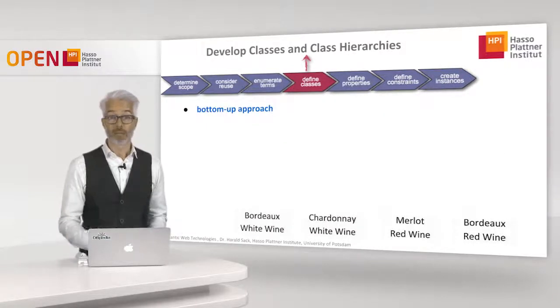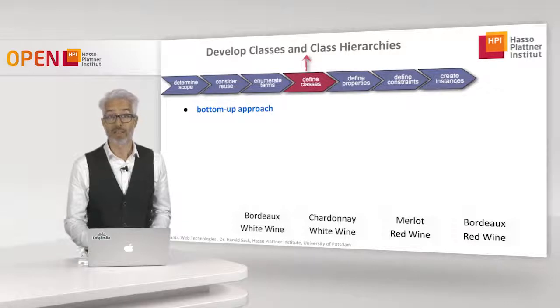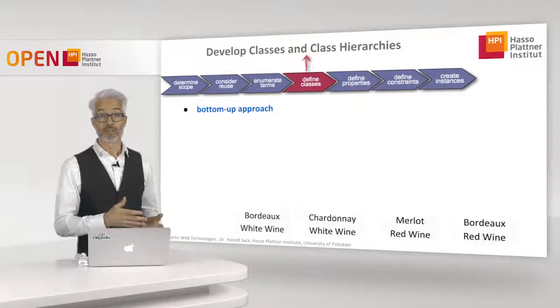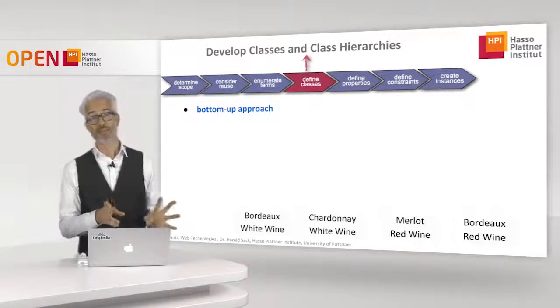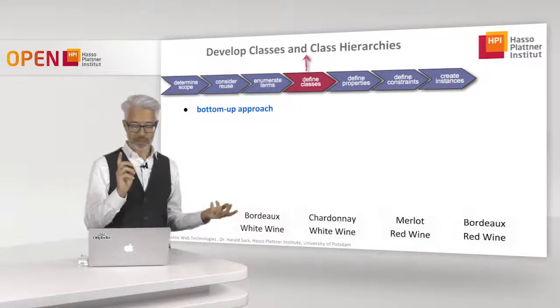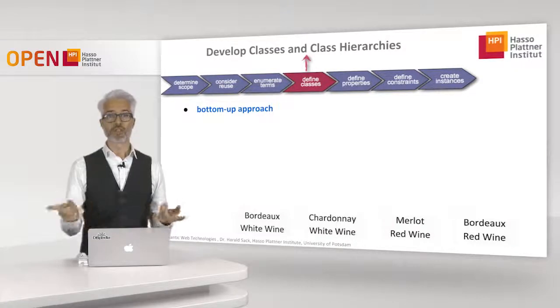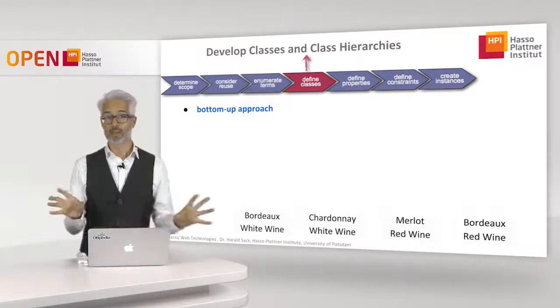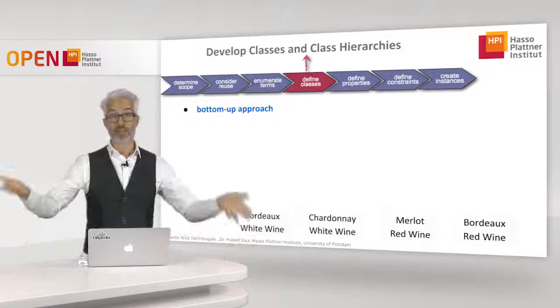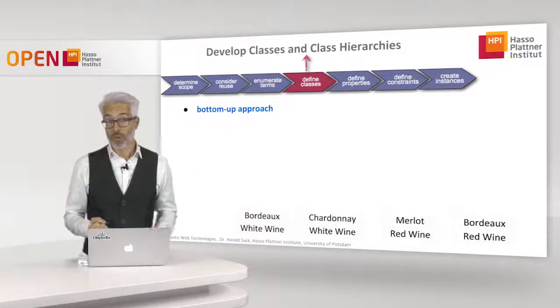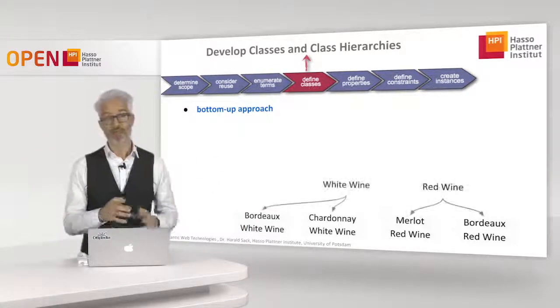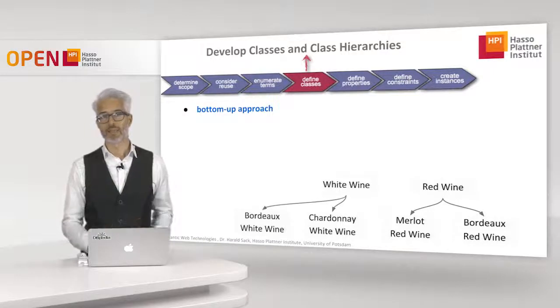I can also start my formalization and my class hierarchy development at the bottom. For example, I could say, okay, so the most specific things I want to consider are, for example, a Bordeaux red wine, a Bordeaux white wine, a Merlot red wine, a Chardonnay white wine. So these are the most specific things. And now I start growing this ontology to the top. So I try to summarize things that belong together.